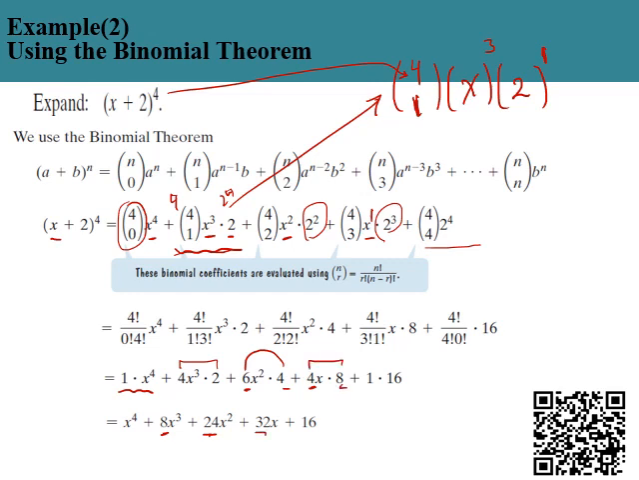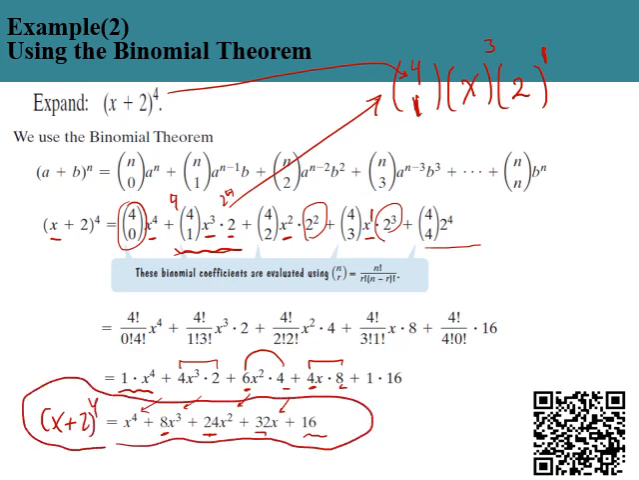And notice that the power of x is decreasing from 4 to 3 to 2 to 1 to the term without x. So x plus 2 to the power of 4, when I expand it, gives me 5 terms by using the binomial theorem.